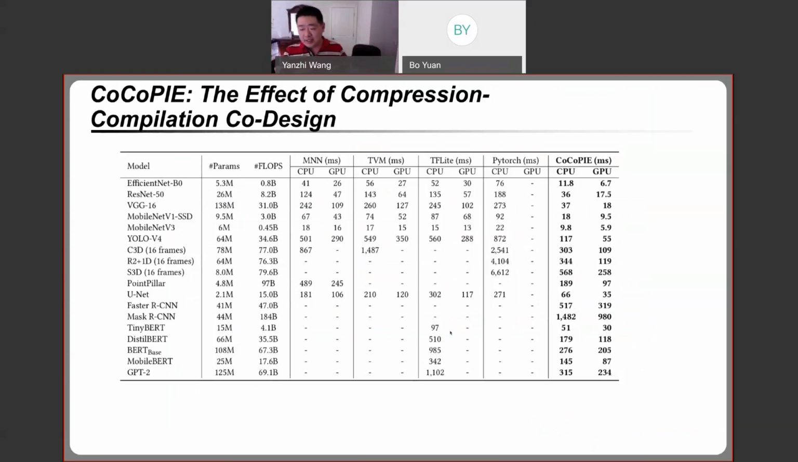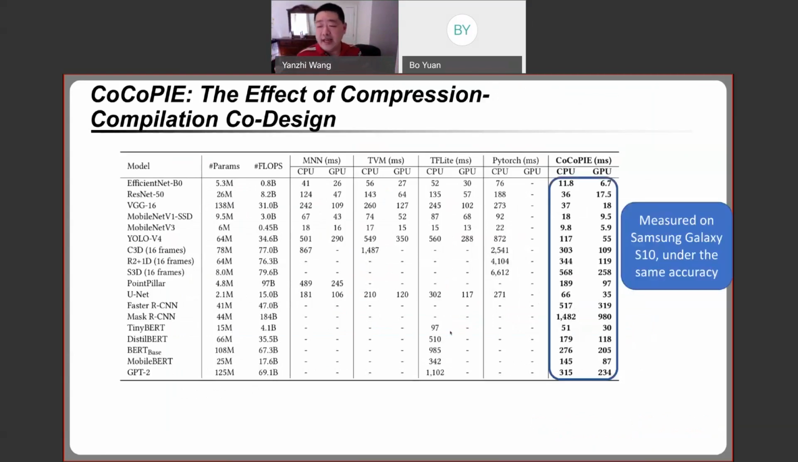The previous table is only the compilation, and here we get the effect from the co-design, measured on the Samsung Galaxy S10 under the same accuracy. We can see here, to a large extent, we can achieve real-time performance. As long as it is in the order of tens of milliseconds, it can be said to be real-time. This value is for 16 frames, so for each frame it is only 6-7 milliseconds, which is clearly real-time.